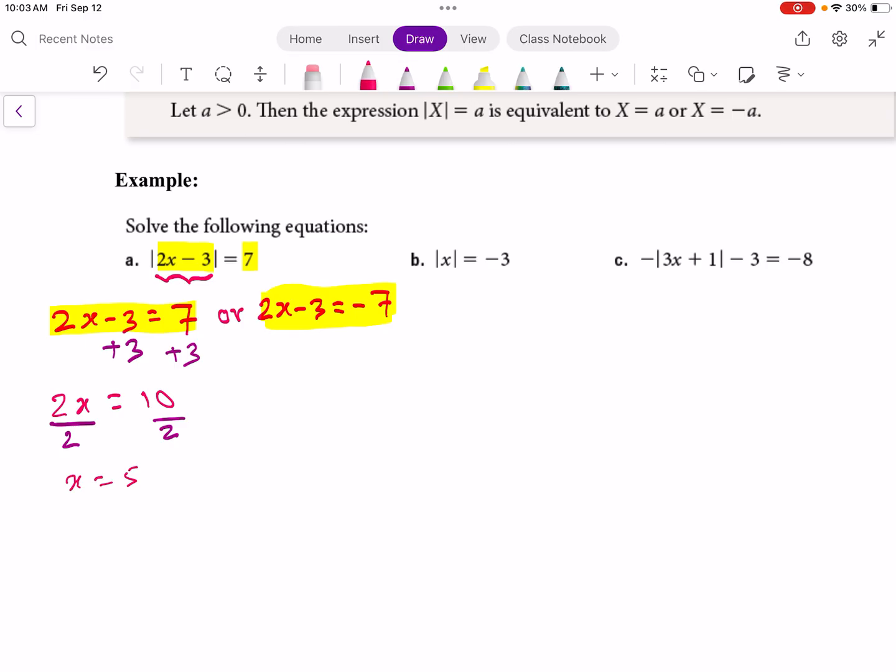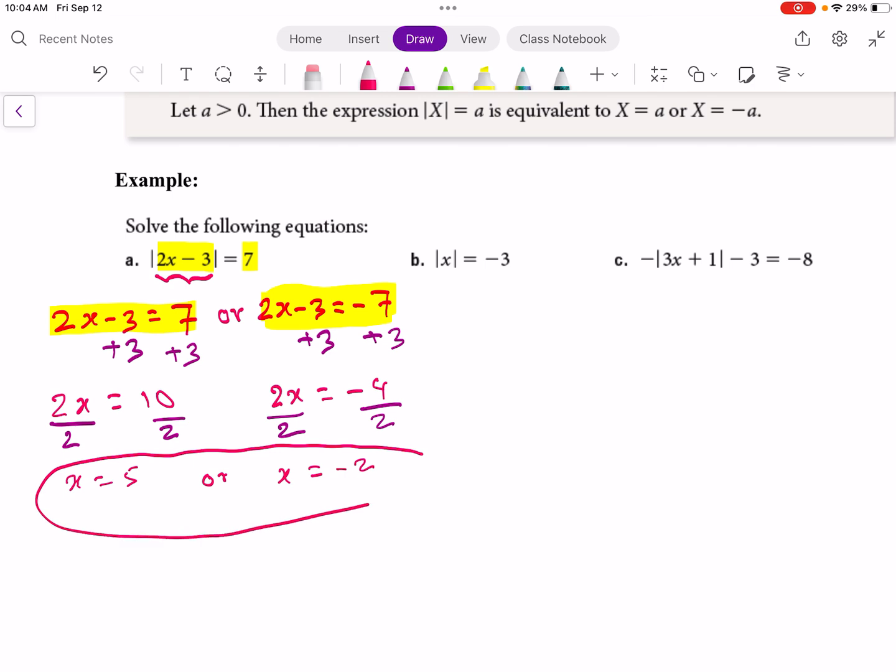In a similar way, let's solve the second equation. You add 3 on both sides. So we have 2x equals negative 7 plus 3, negative 4. Let's get rid of 2 by dividing by 2. And from this we have x equals negative 2. So our solution for this absolute value equation is x equals 5 or x equals negative 2. Whenever you have an absolute value sign, you have to rewrite that equation without the absolute value sign. And when you rewrite, you always get two equations.